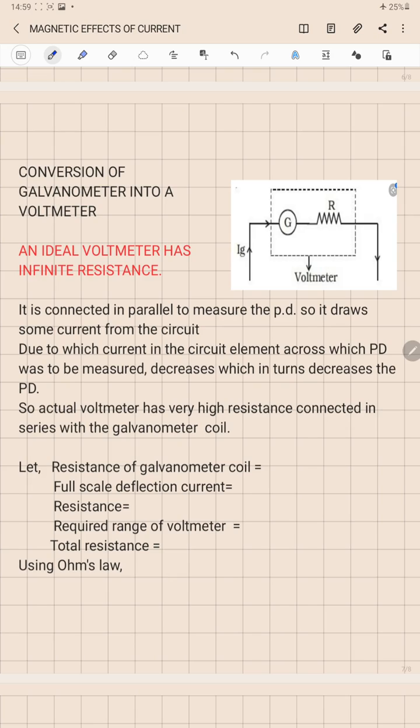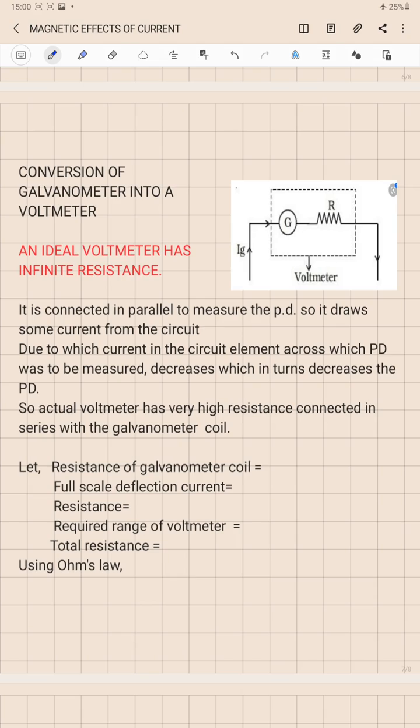Reason: because it is connected in parallel across the element for which it has to measure the voltage. So when it is connected in parallel to measure the potential difference, due to the parallel connection it will draw a small amount of electric current which was supposed to pass through the element for which we have to measure the potential difference. Because it draws some current when connected in parallel, the current passing through the element across which we had to measure the potential difference is going to decrease.